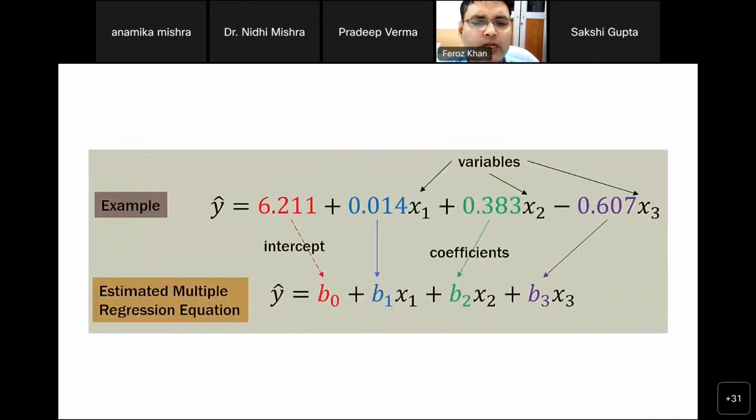Once you develop the relationship, it looks like an equation. It's a linear equation, and here three independent variables have been used in a relationship with y, the dependent variable. It is a line equation, since y is equal to mx plus c.